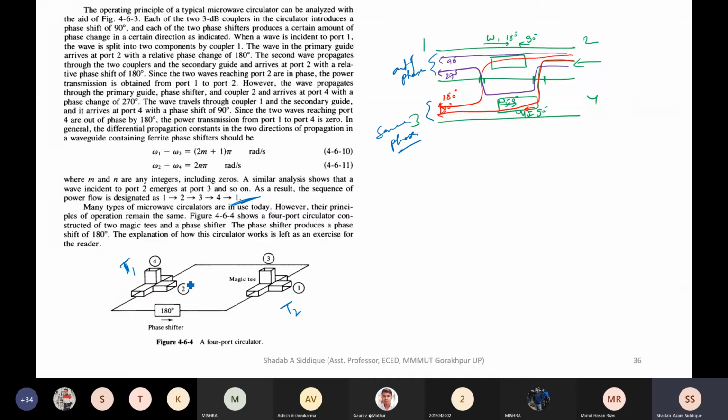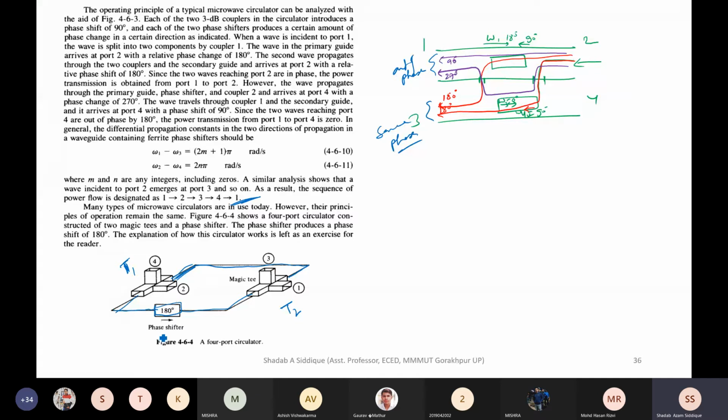These two magic Ts are connected in such a way that only the two ports from T2 and only the two ports from T1 will be out. Otherwise, the other two ports will be joined together directly through a rectangular waveguide, and this is also joined with a phase shifter, which gives a 180-degree phase shift in the forward direction. So it is connected in this way. I hope you understand.